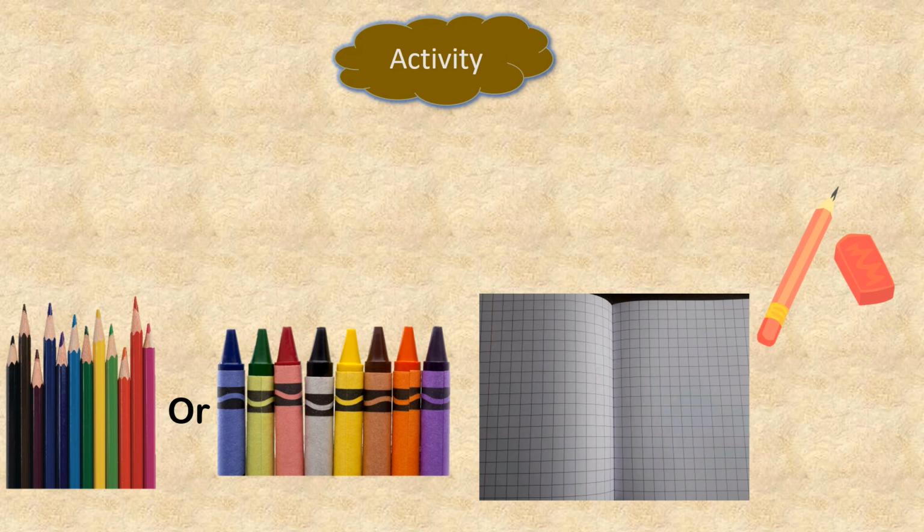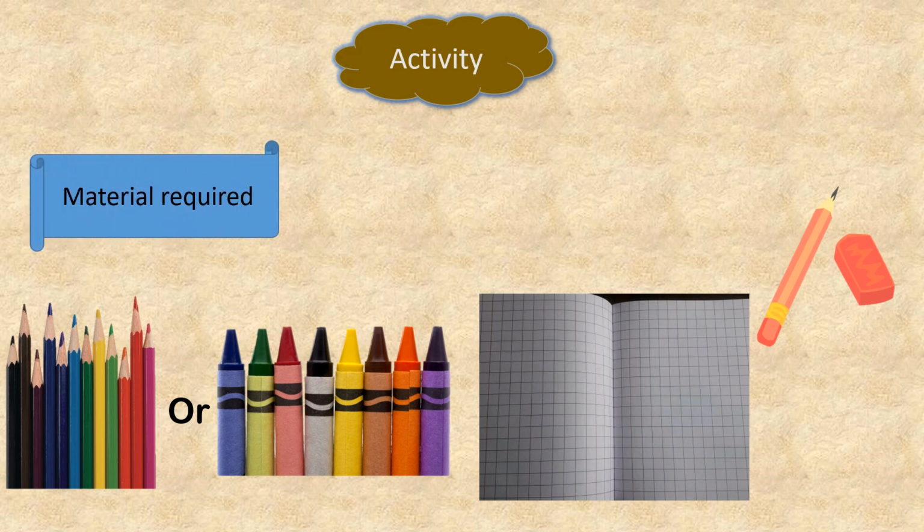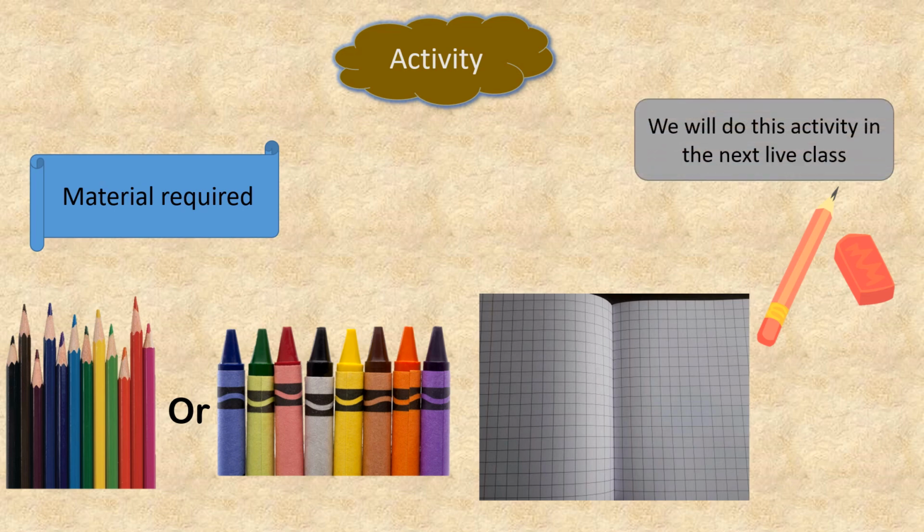Children, in the next class we are going to do an activity. For that, these are the materials required: color pencils or crayons, any one you can take, your maths notebook, pencil and eraser. We are going to do the activity on place values in the next live class. Get ready with the materials.